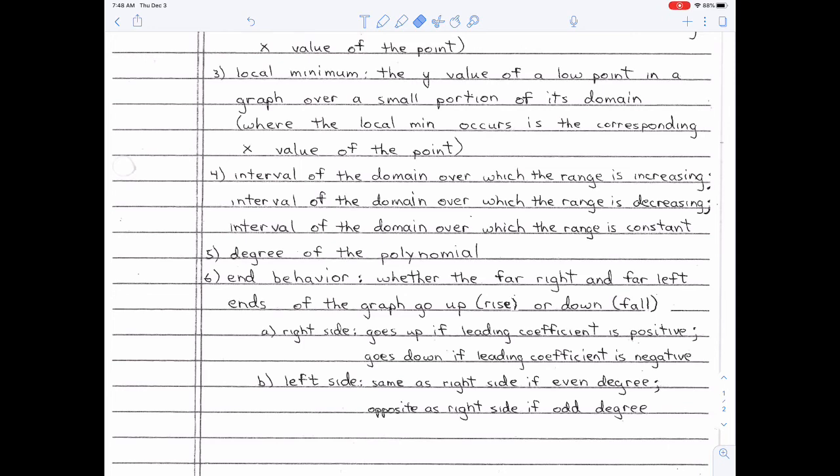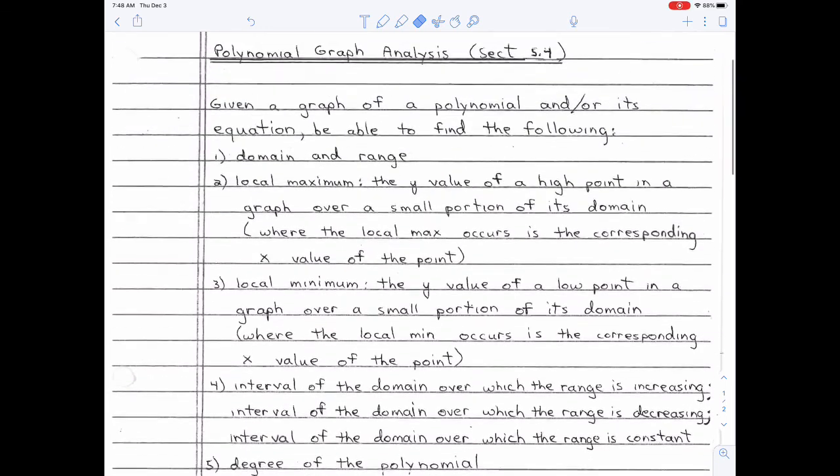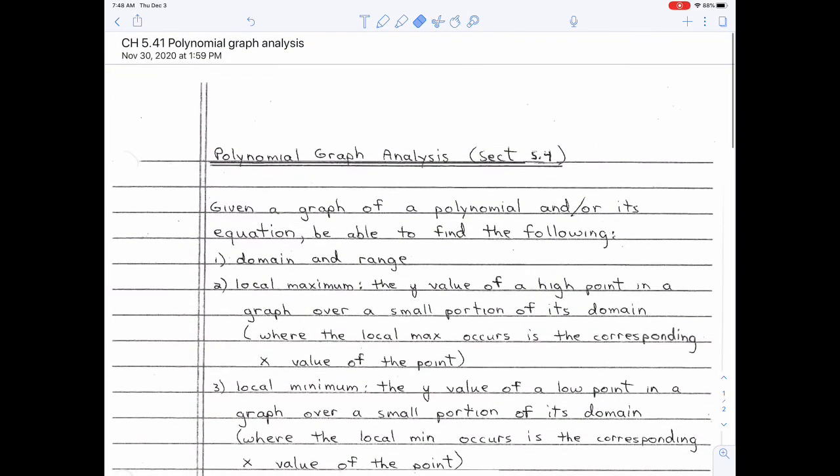And remember, the end behavior, the right side tells you what the leading coefficient is, whether it's positive or negative. The left side, as compared to the right side, not just the left side by itself, but as compared to the right side, tells you whether there's an even degree or an odd degree. Okay, it's just a matter of now taking a look at an example, which we'll do in the next video, but I just wanted to, first of all, discuss that idea of local maximum and local minimum.